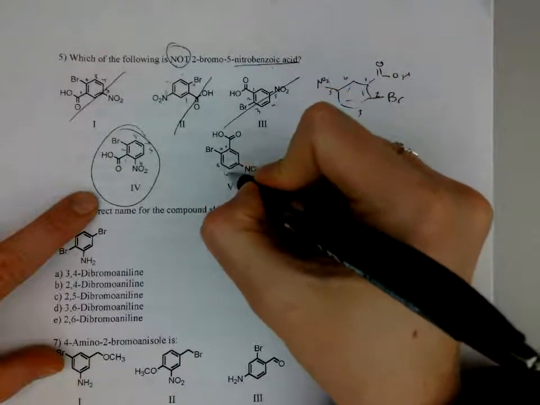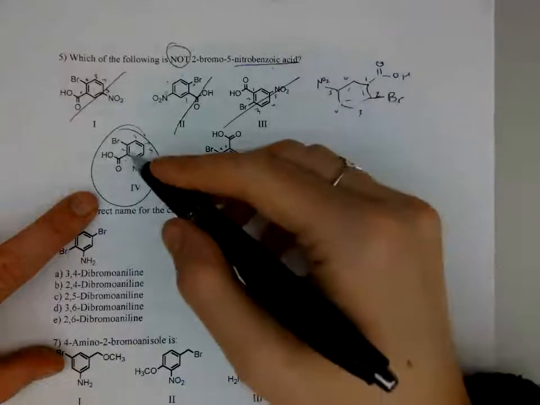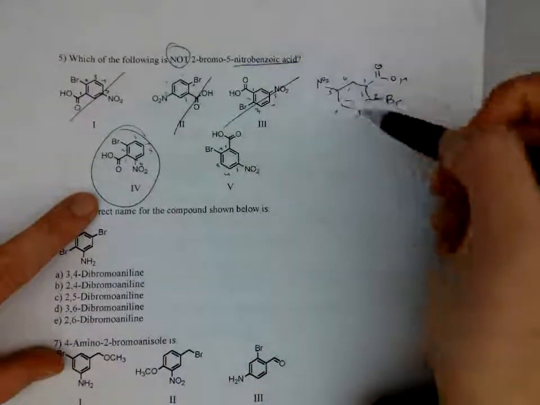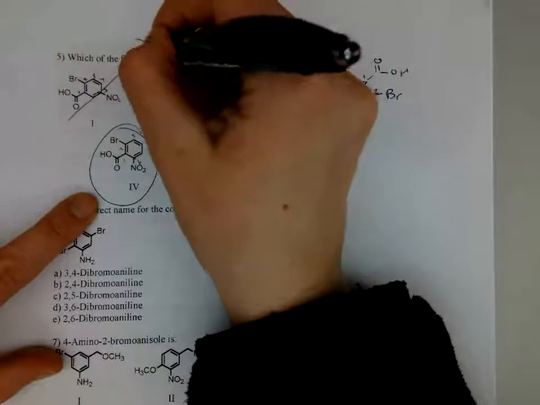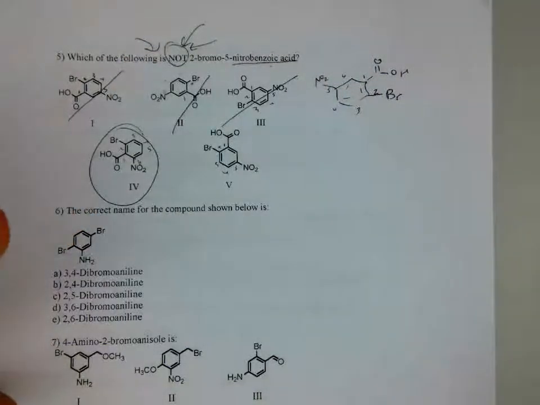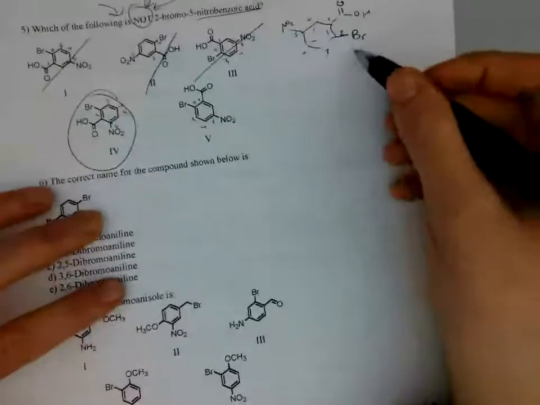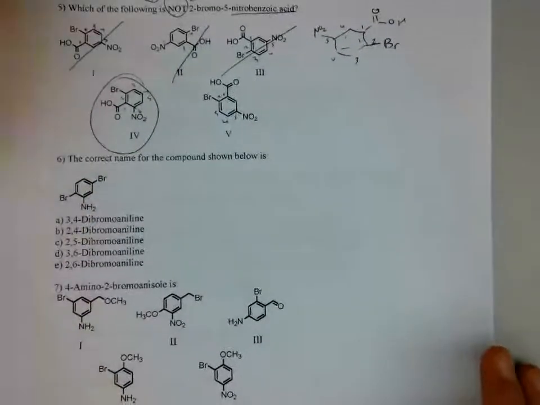1, 2, 3, 4, 5. This has everything in the right place. So your answer choice is D. So on these kinds of questions, always draw it and make sure you pay attention to what it's actually asking for, because when I first worked this problem, I was looking for which one was this. So it can kind of mix you up.